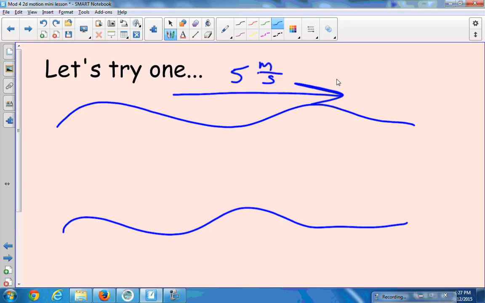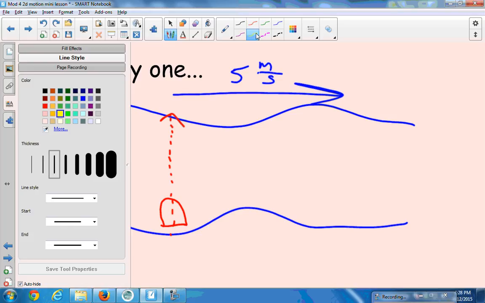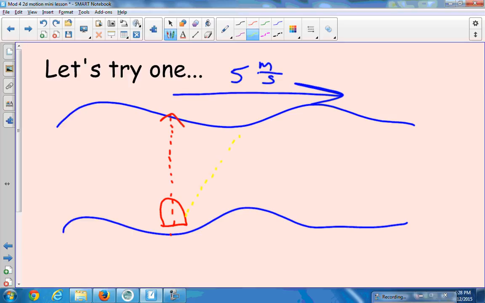And let's say that I have a boat that I would like it so that the path it actually takes ends up being a straight path across the water. Now, if I point my boat in this direction, it obviously won't go. It'll end up following something like the path we saw before. We don't want that. I want it to actually go straight across.